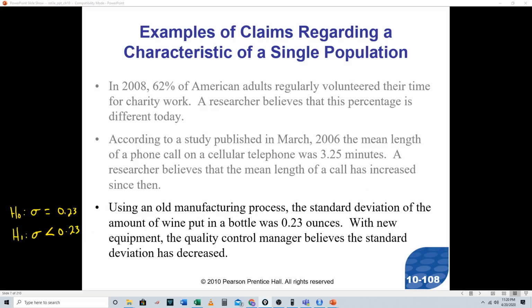Now, the not so nice thing is you're going to be given more than just one number, right? In the question, what you have to do is figure out the population. What's the assumed population value? Notice that none of these were p hat or s or x bar. These were all population symbols. Mu is the population mean, proportion is the population proportion, and sigma is the population standard deviation.